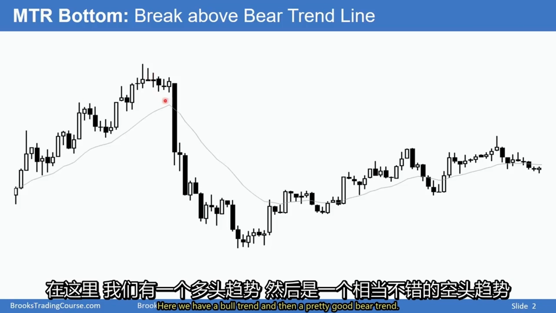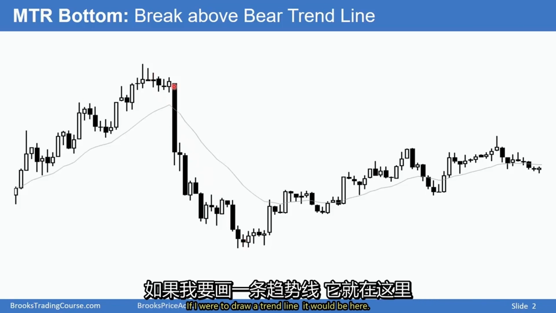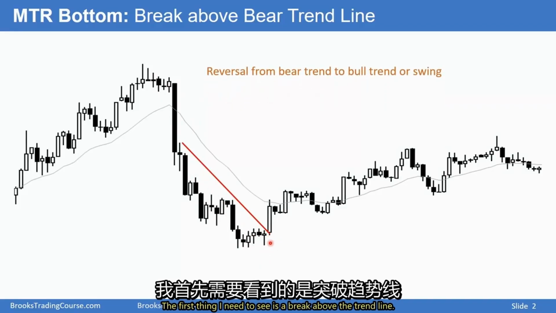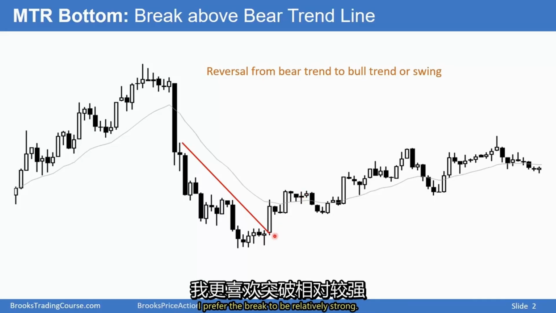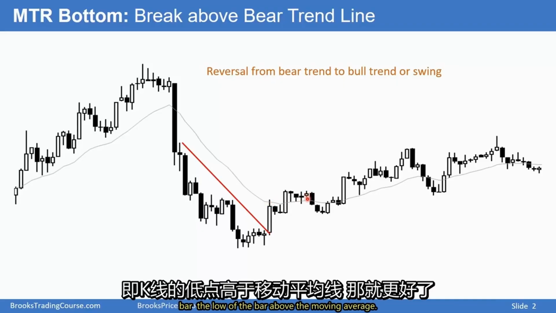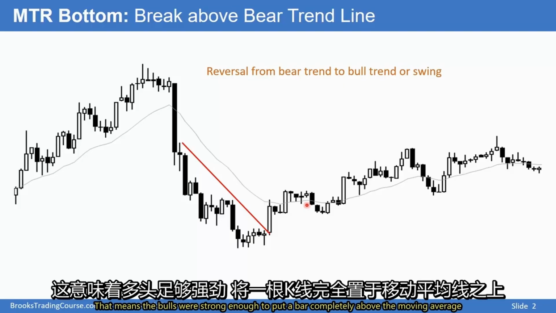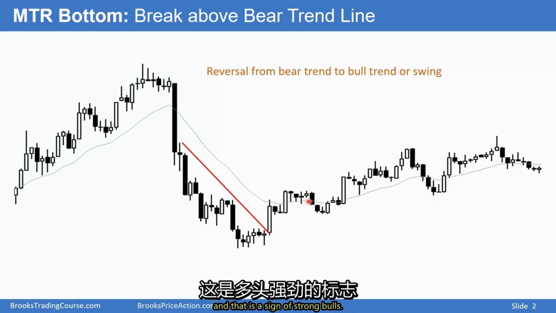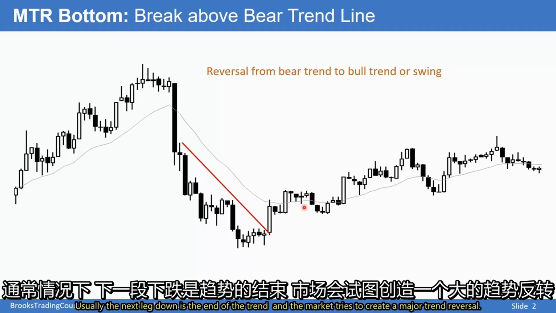Here we have a bull trend and then a pretty good bear trend. If I were to draw a trend line, it would be here. The first thing I need to see is a break above the trend line. I prefer the break to be relatively strong. For example, 5 to 10 bars reach the moving average, and even better if there's a gap bar, the low of the bar above the moving average. That means the bulls were strong enough to put a bar completely above the moving average, and that is a sign of strong bulls. Usually the next leg down is the end of the trend, and the market tries to create a major trend reversal.